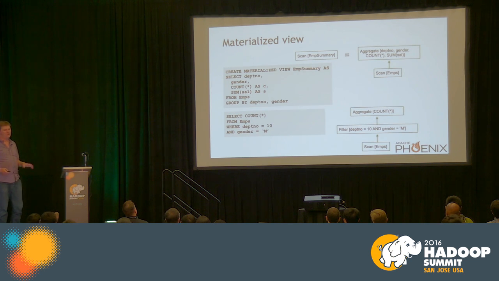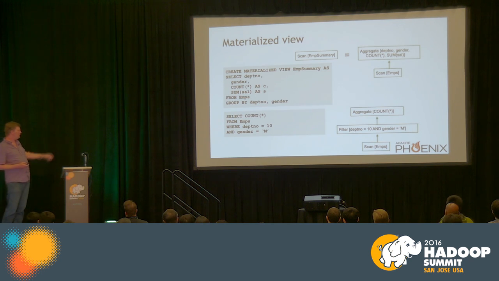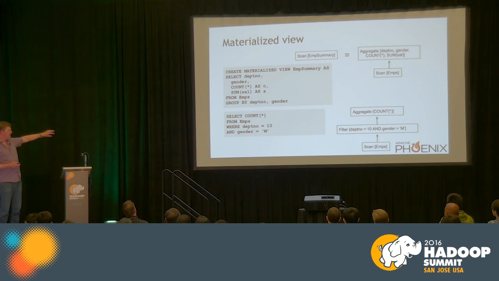So contrast that with materialized views. Calcite doesn't actually support this syntax, but it gives you an idea of what it's doing. It's associating this query, select dept no, gender, etc., with this name, emp summary. And here's a query at the bottom, which is not referencing emp summary. It's actually referencing the emps table, but it's doing an aggregation on department number. So it's possible to satisfy that query by reading the emp summary table.